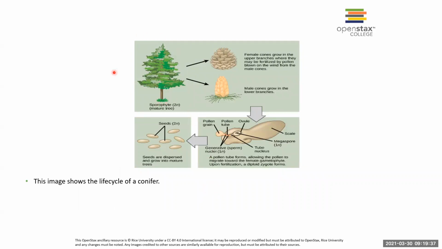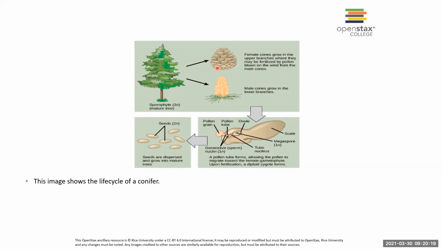So here we have a typical sporophyte, a conifer tree. That tree will have female cones or male cones, and the female cone will grow in the upper branches, where it will be fertilized by the pollen cones that typically grow on the lower branches, and that pollen will land on the cone, and then inside the cone there are these scales. They're really thin scales, almost paper-like, and at the end of the scale is where the ovule is. That's where the ovule is located.